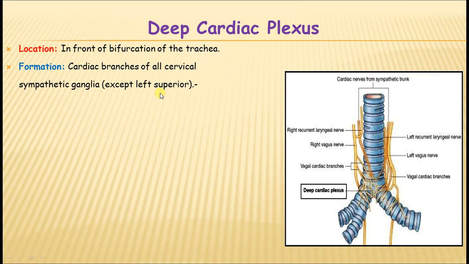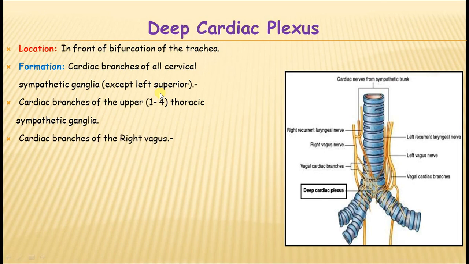Apart from that, all the cardiac branches from the cervical sympathetic chain, and the cardiac branches of the first 4 thoracic ganglia, take part in the deep cardiac plexus. From the first 1, 2, 3, 4 thoracic sympathetic ganglia, and branches from the right vagus, cardiac branches from the right vagus, and from the left recurrent laryngeal nerve, both the left and right recurrent laryngeal nerves. This is the parasympathetic component. The right vagus and the recurrent laryngeal nerves of the right and left side are the parasympathetic component.